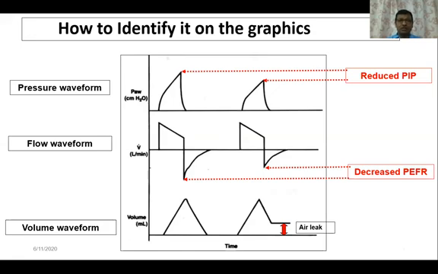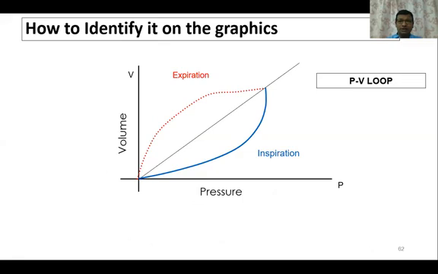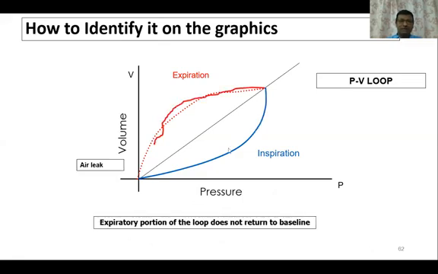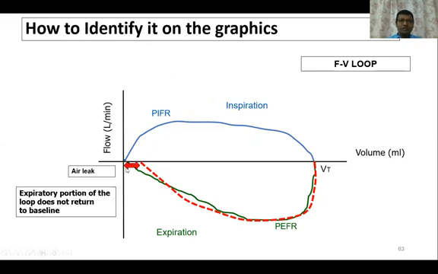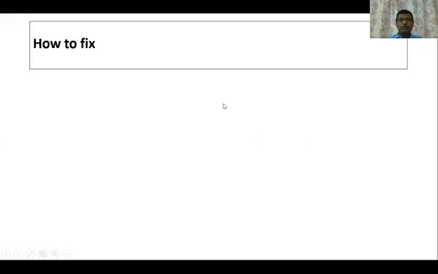Whereas this is a normal PV loop, and you can see here the expiratory portion does not reach the baseline, and that is your air leak. Similarly, in a flow volume loop, your expiratory portion is not going to reach the baseline, and that is your air leak. Now, how are we going to fix it?